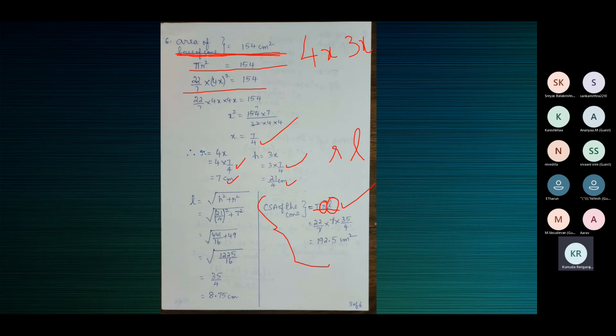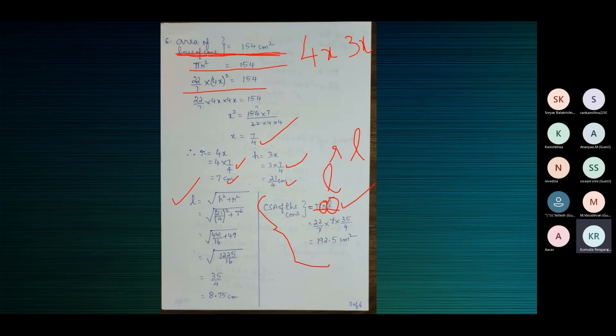Now to find CSA, we need the slant height, L. So we use this relation. L is equal to root of h square plus r square. Substitute. So how do we find the square root of 1225?